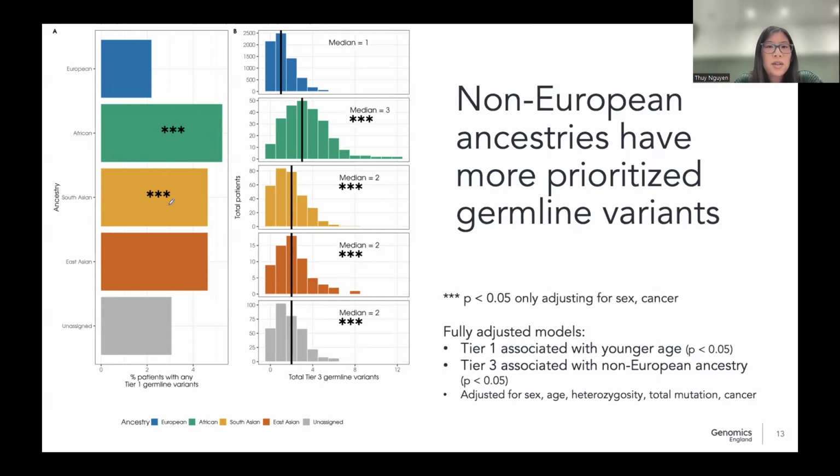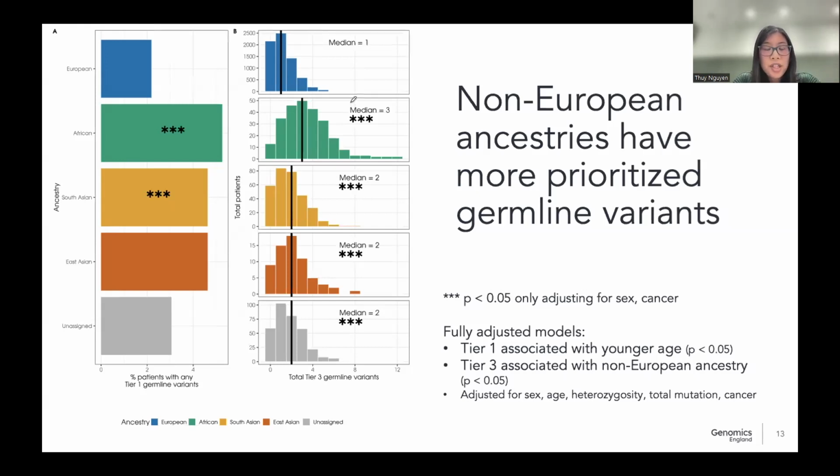If you start delving into the other factors that might be affecting this, what you'll find is that ancestry isn't as predictive as age. So here is the opposite of the somatic world, in that the younger you are, the more likely you are to have a tier 1 germline variant. And this is more of an indication of how we've classified these variants, because a lot of these variants are pathogenic and deemed as such because they confer early age.